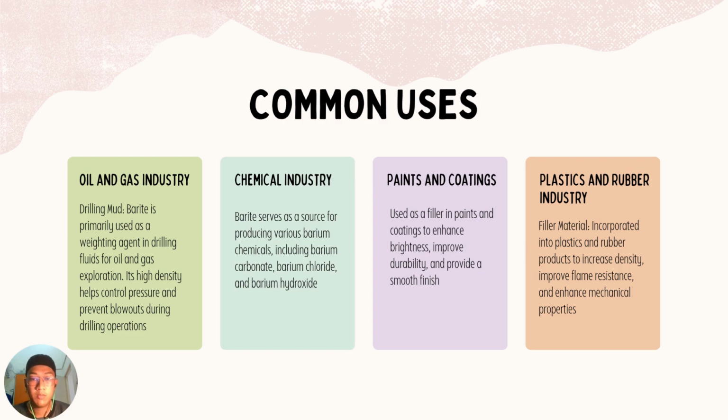The second one is chemical industry. Barite serves as a source for producing various barium chemicals, including barium carbonate, barium chloride, and barium hydroxide. The next one is paint and coatings, used as a filler in paints and coatings to enhance brightness, improve durability, and provide a smooth finish. And the last one is plastic and rubber industry. Barite is incorporated into plastic and rubber products to increase density, improve flame resistance, and enhance mechanical properties.